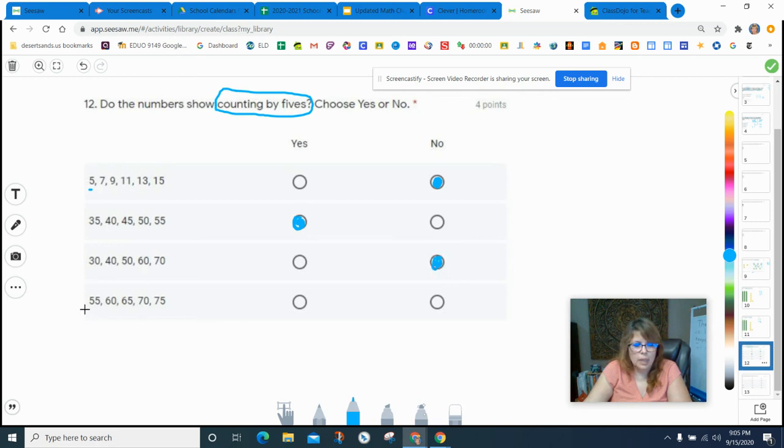I already know. Then 55, and then I need to go to 60. 55, 56, 57, 58, 59, 60. That makes sense. 60, 61, 62, 63, 64, 65. That makes sense. 65, 66, 67, 68, 69, 70. And from 70, 75. That makes sense. That's a yes. That's a good one. But did you see how for each row, I have to have one answer, either yes or no.